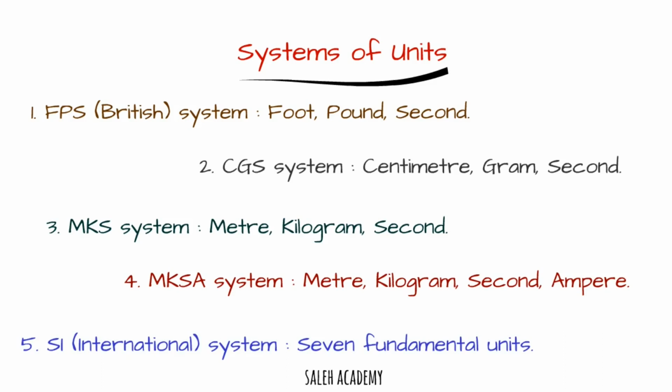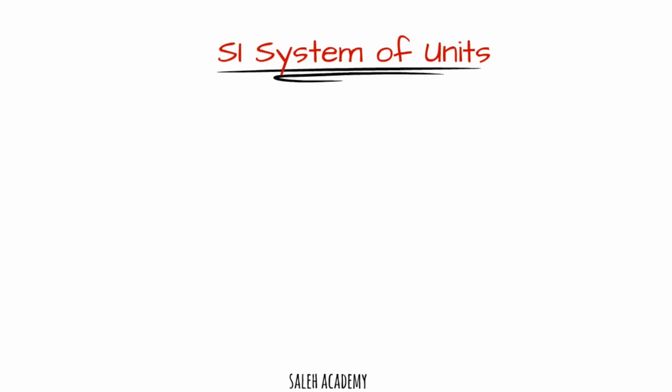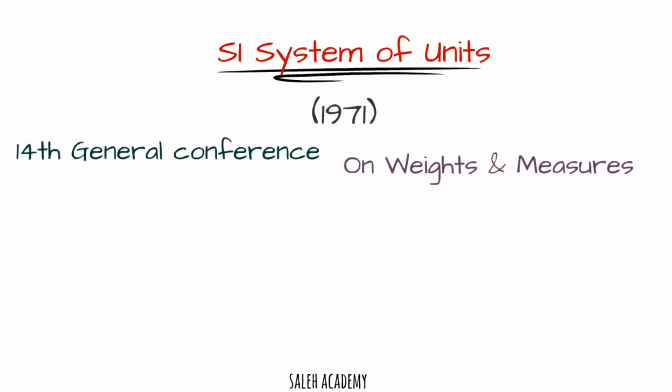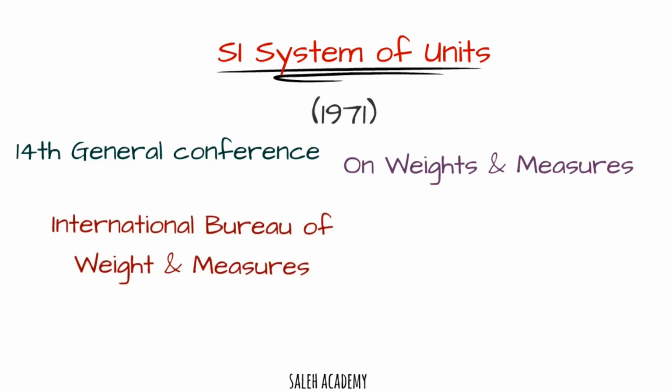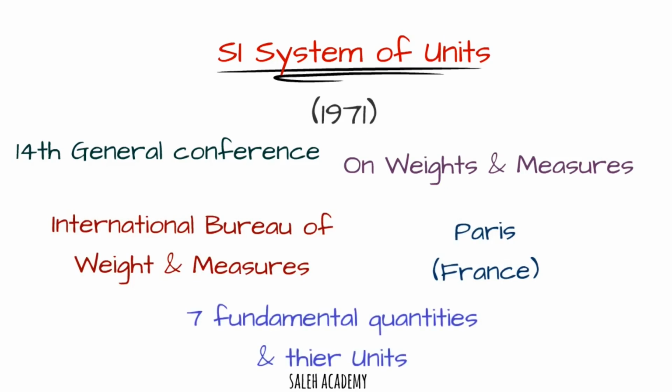This system of units is universally accepted with seven fundamental quantities, which we have already seen in the list of fundamental quantities. Let's learn a little bit more about the SI system. The SI system was universally accepted in the year 1971 by the 14th General Conference on Weights and Measures under the leadership of the International Bureau of Weights and Measures located at Paris in France. Seven quantities are accepted as fundamental quantities, which we have learned previously.